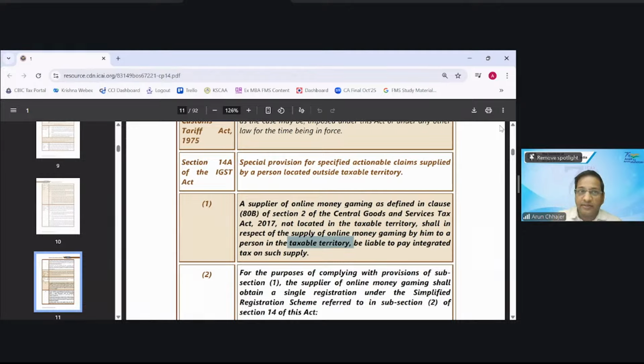Now, this difference you need to understand. See, there are two transactions. One is online money gaming and one is OIDAR. Let me open that particular slide so that we can understand better.